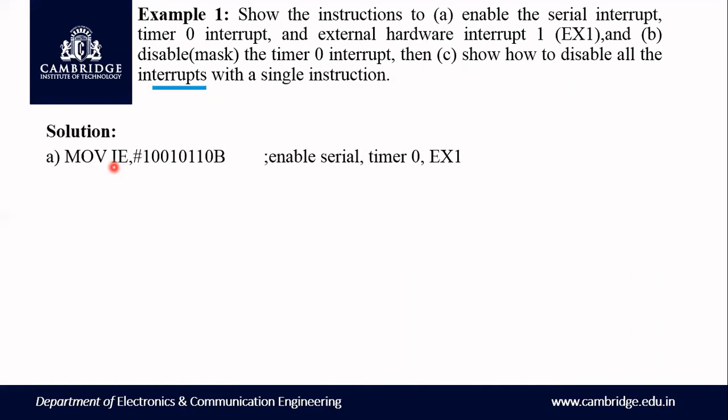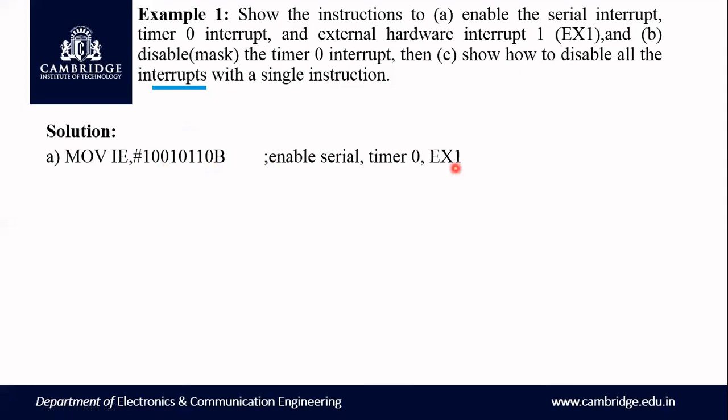Let us see the solution for this problem statement. This is the first instruction. If you want to enable the serial interrupt, timer 0 interrupt, and external INT1 interrupt, first D7 should be made 1. Then this is serial interrupt, this is timer 0 interrupt, then external INT1 interrupt. This is how we can load the value. This is in binary; you can write it in hexadecimal also. In hexadecimal, it becomes 96H. That enables the serial interrupt, timer 0 interrupt, and INT1 interrupt.